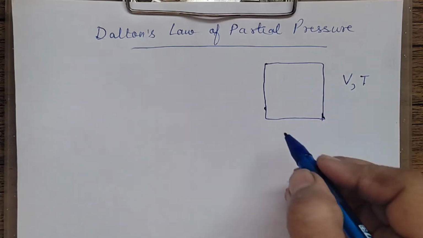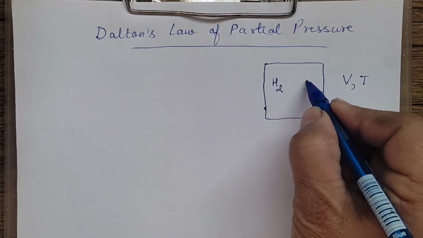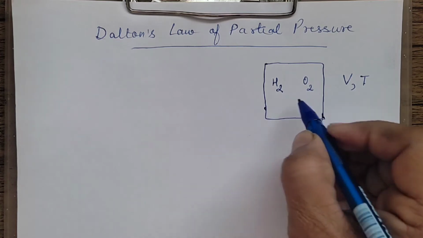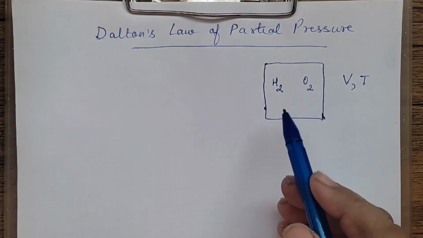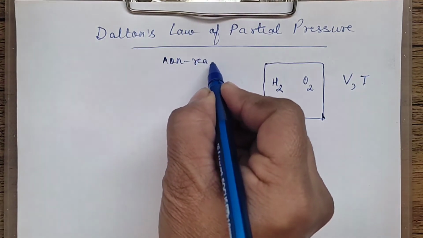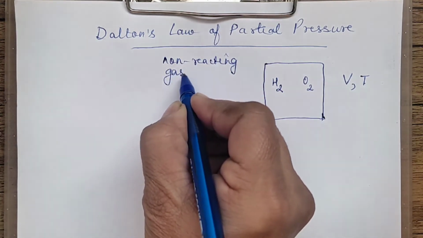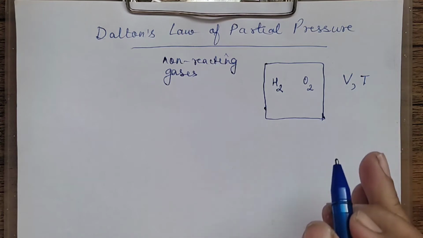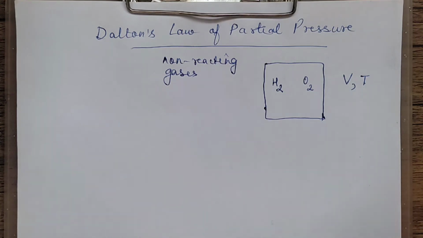Now in this, suppose we have taken two gases: hydrogen and oxygen. The condition for this law is that the gases which we have taken should be non-reacting. Hydrogen and oxygen will react only at a very high temperature, or when an electric spark is there. Otherwise, hydrogen and oxygen are non-reacting gases.